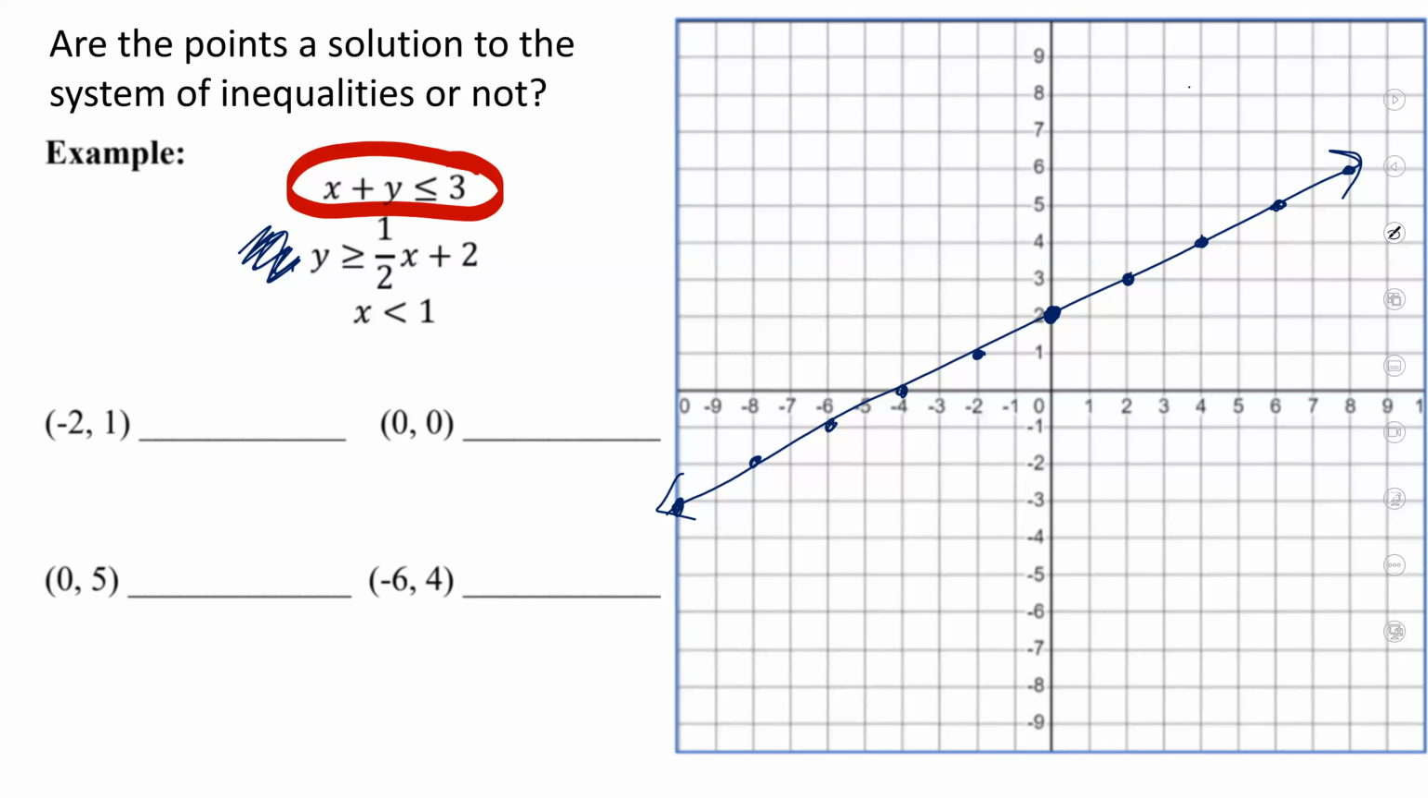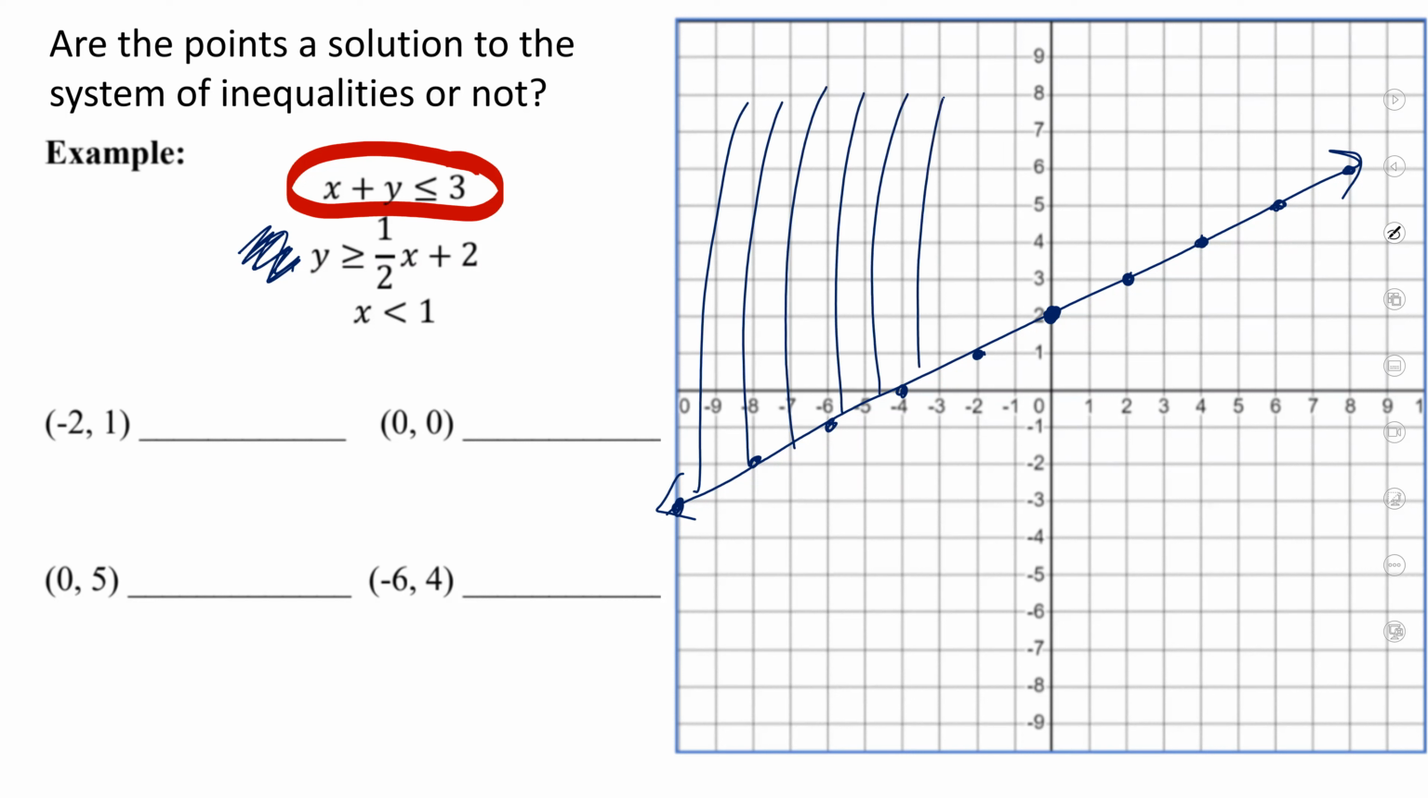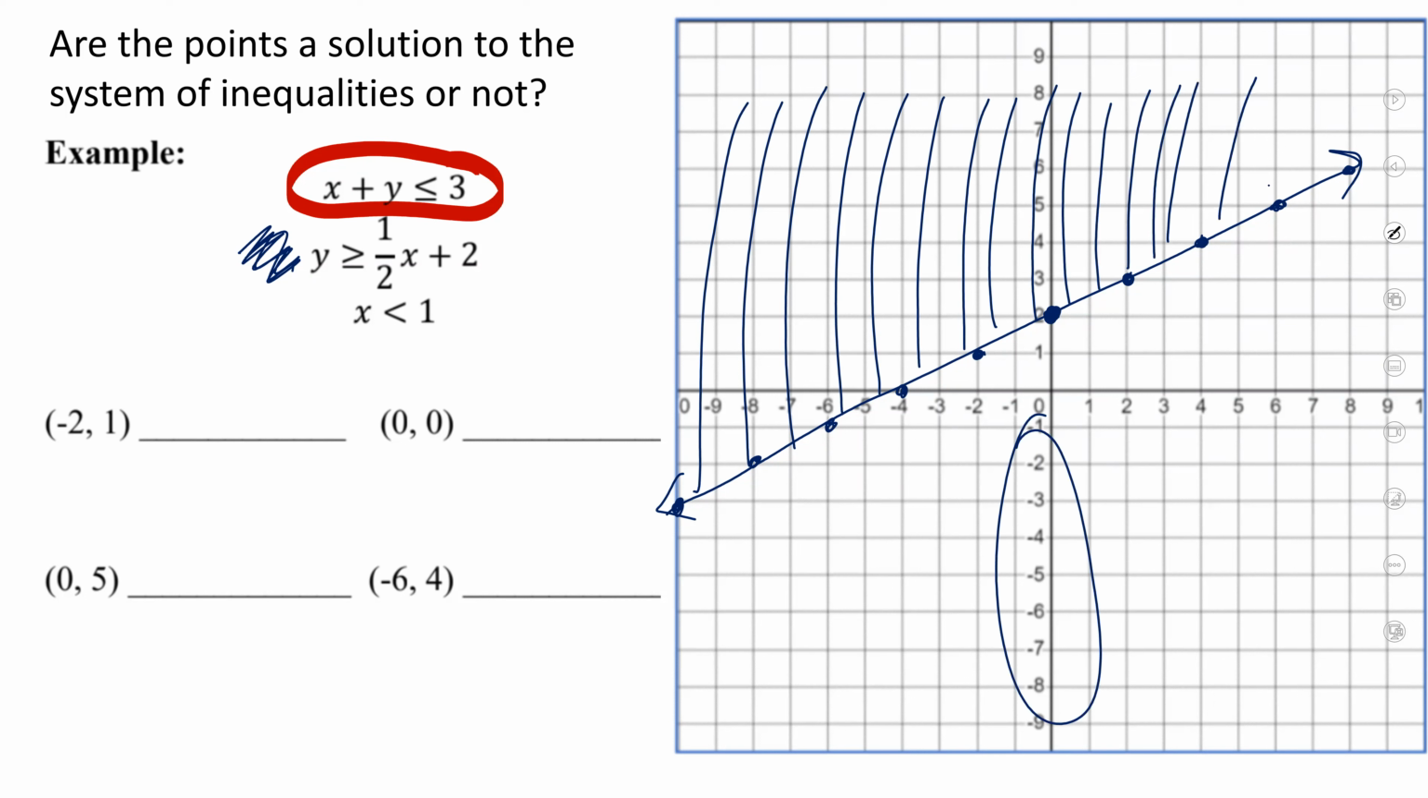Okay, so now let's talk about shading. What symbol is on this line? What symbol do we have? Yep, greater. So we want to go up. So guys, go ahead and shade above this line. Greater means above. Also, look at these y values that I'm shading. These y values are bigger than these y values down here. I want greater, so we're going to shade in the greater side. Okay?